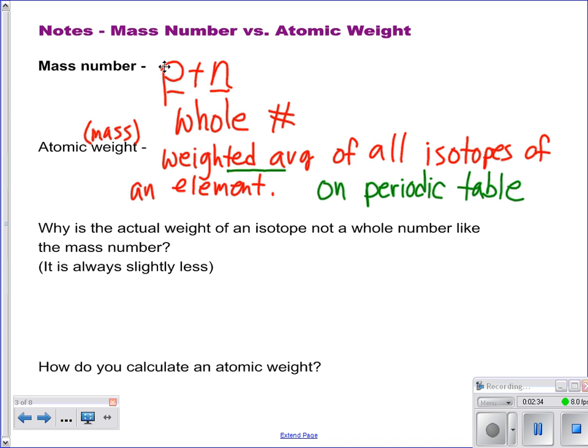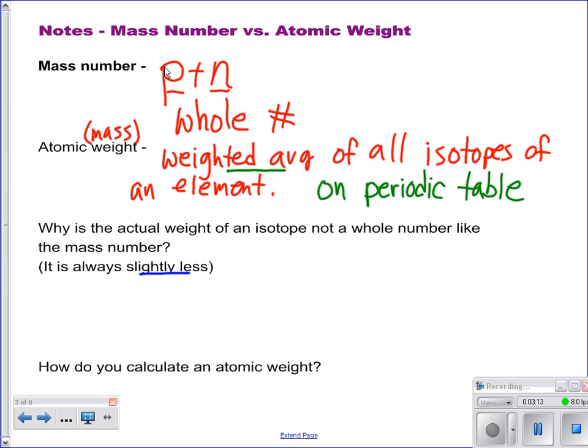And now the question is, why is the actual weight of an isotope not a whole number like a mass number? Instead, it's actually always slightly less. So let's answer this question. Why is it slightly less? The reason is that some of the mass of the protons and neutrons goes into the energy that it takes to hold that nucleus together. Because remember, in your nucleus you've got protons and neutrons, so you've got these positives and you've got these neutrals. Those positives are all repelling each other, so we need something holding those positives together. And that's what happens here.